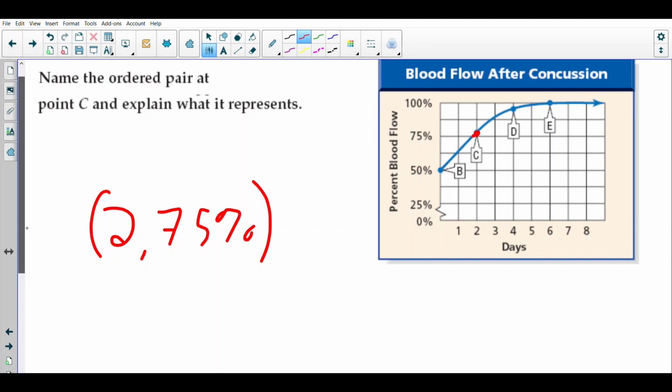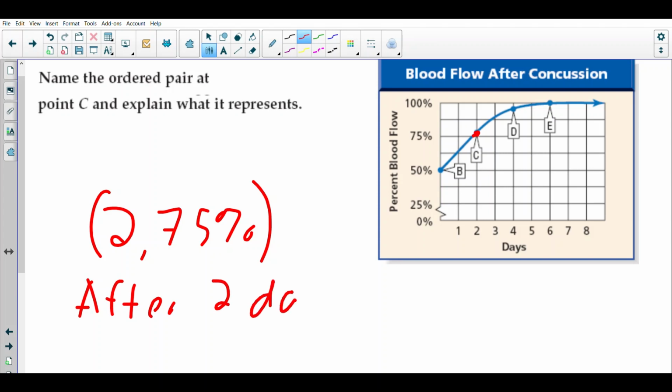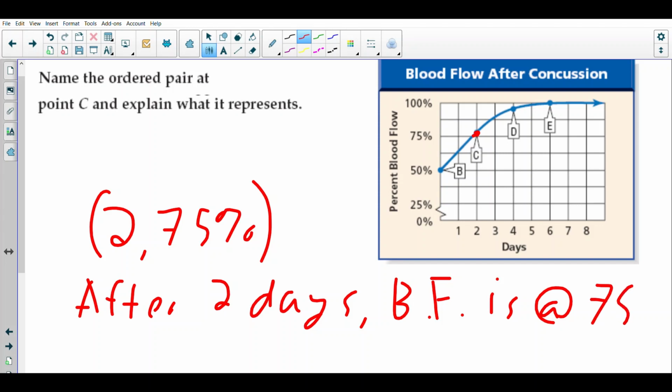Now, what's it represent? Well, it represents that after 2 days, because the x-axis is number of days, blood flow after a concussion is at 75%. I'm going to call it BF, blood flow, is at 75%. Okay, so that's what it's representing. The input is 2 days, the output is blood flow after concussion.